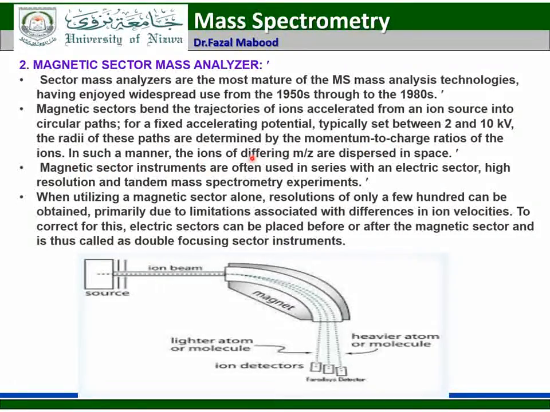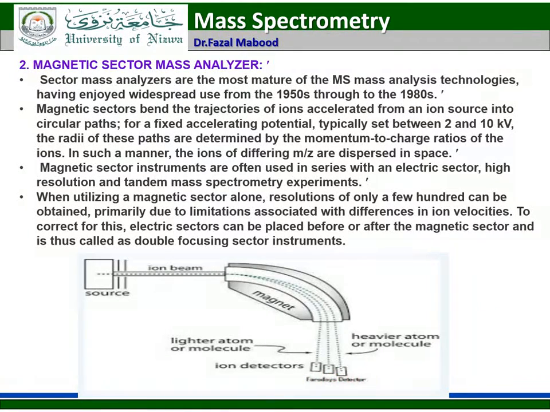So here you see that an ion having a small mass to charge ratio will be bending more, and the radius will be small. And here the biggest mass to charge ratio will experience less force, and this less force will cause less bending, and it will be positioned at a different part of the detector.